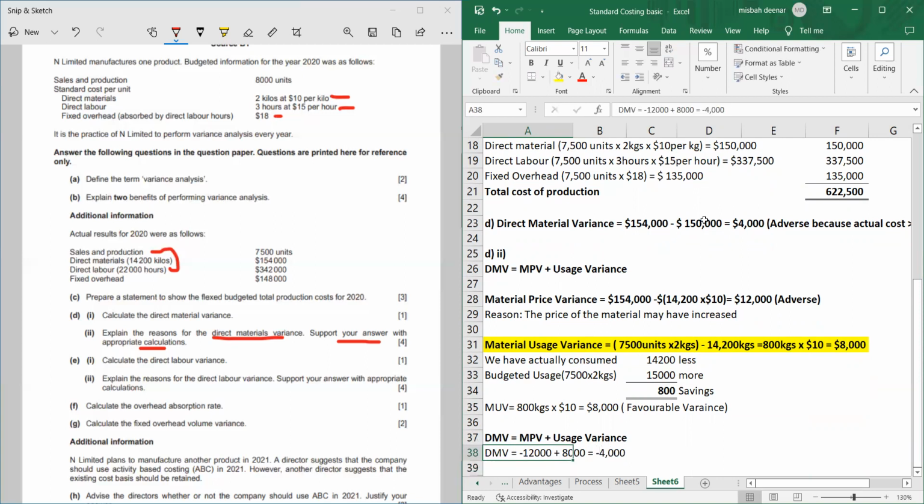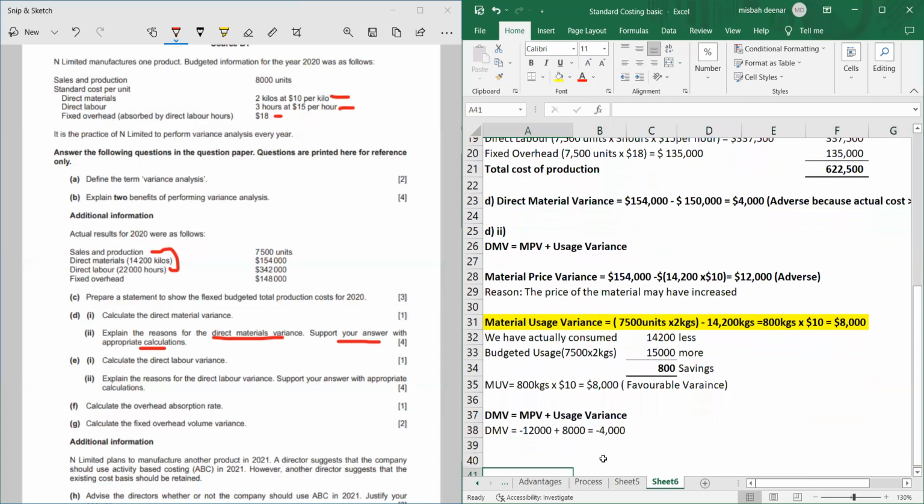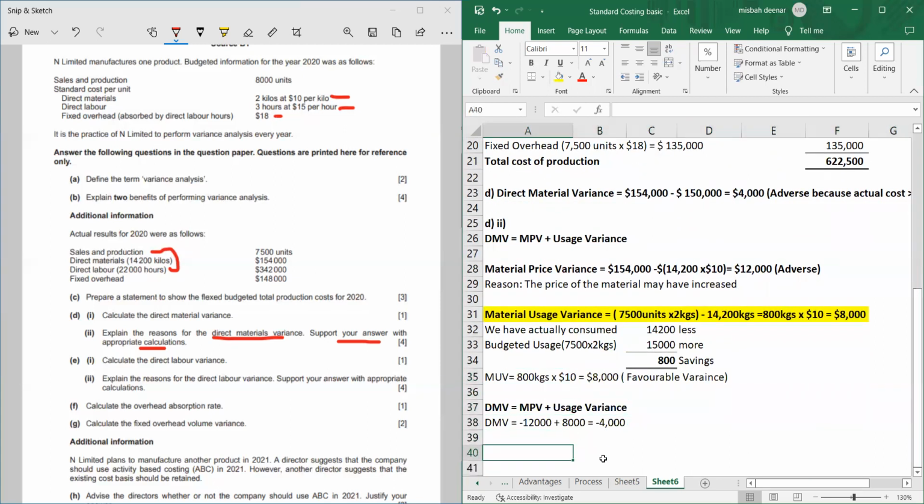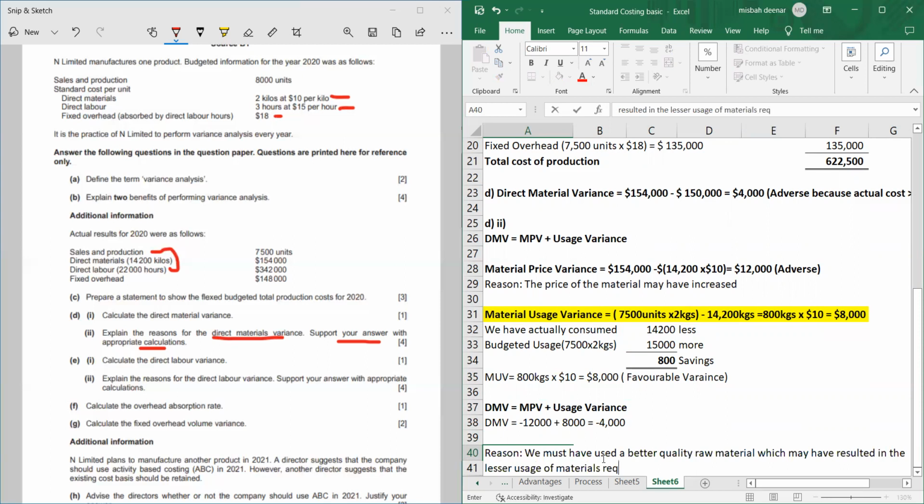So if you can see, here we were getting an adverse variance, and here also we are getting an adverse variance. So now the reason for this usage variance. The reason may be that we must have used a better quality raw material, which may have resulted in the lesser usage of materials required.